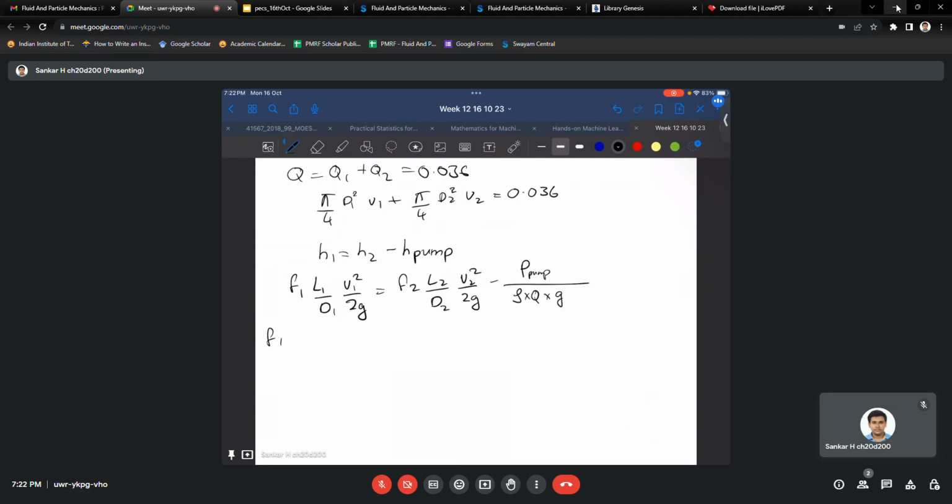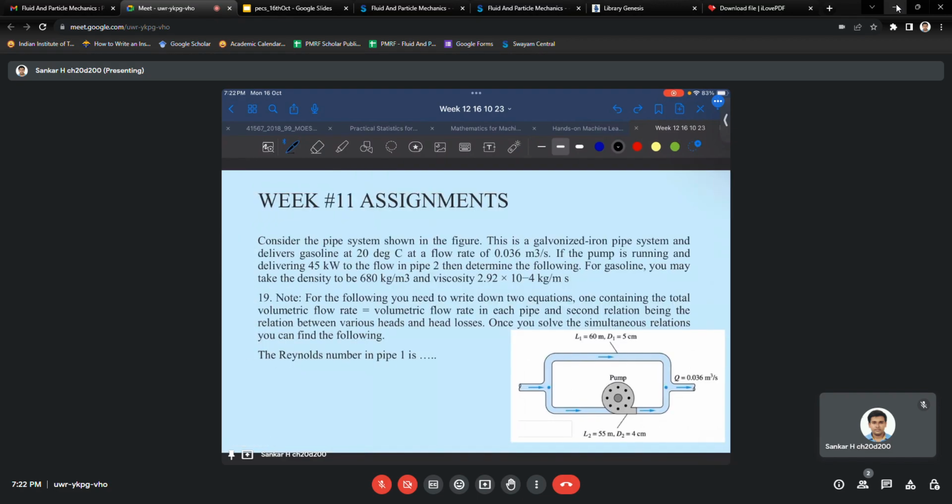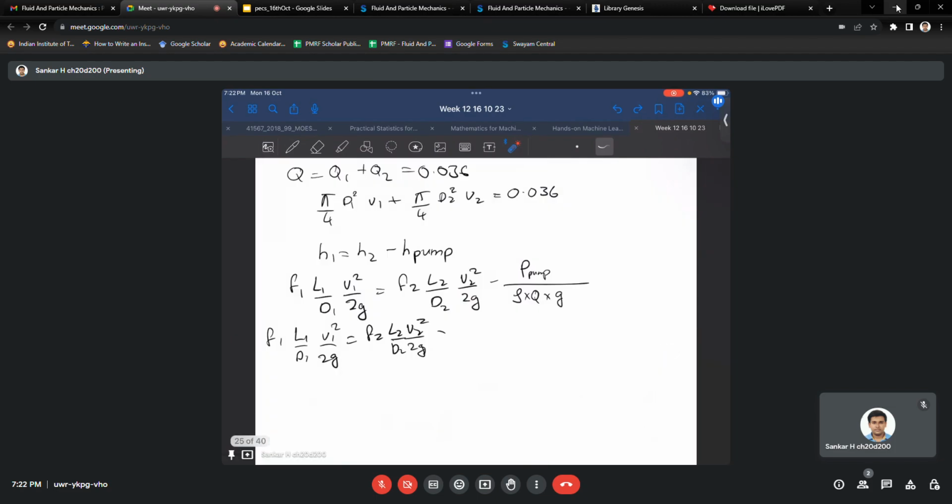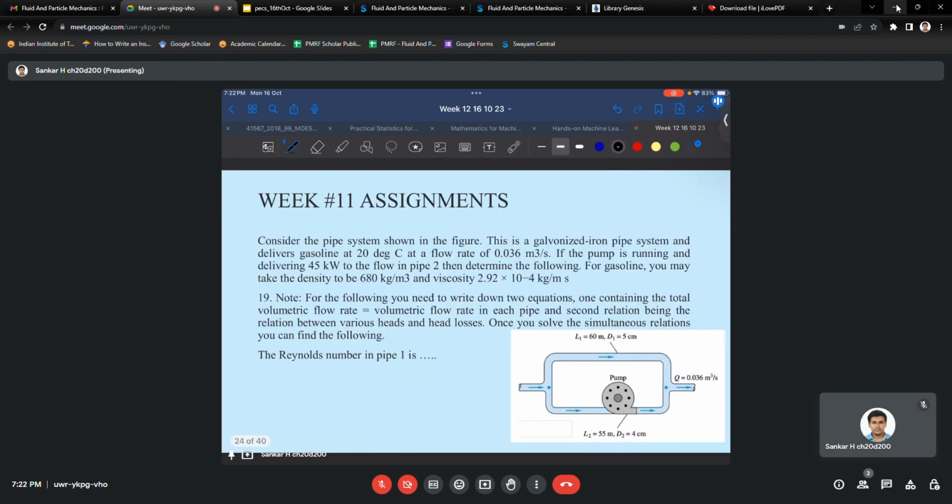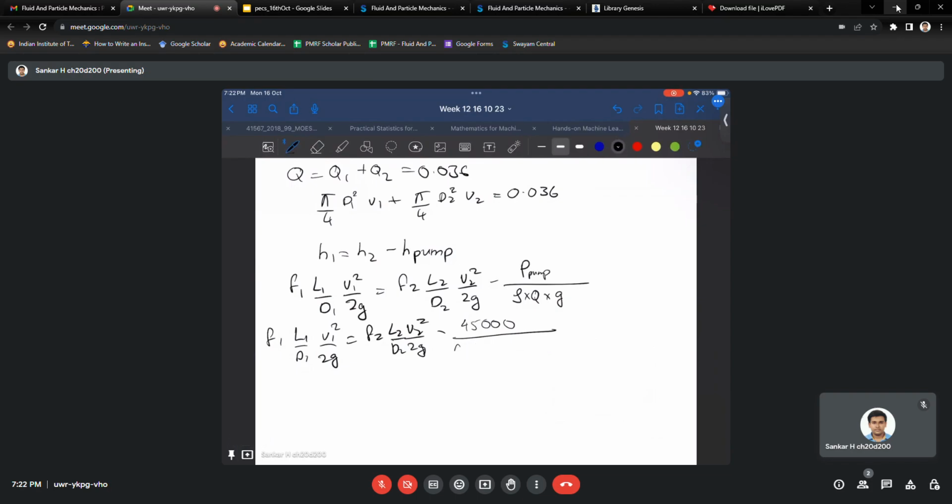So again I'll write F1 times L1 by D1 times V1 square by 2G should be equal to F2 into L2 into V2 square by D2 times 2G minus, this is 45 kilowatt, I guess, the power offered by the pump, which is given here, which is 45,000 watts, divided by 680, times pi by 4 times the flow rate, which is given by pi by 4 D2 square times V2 times 9.8.